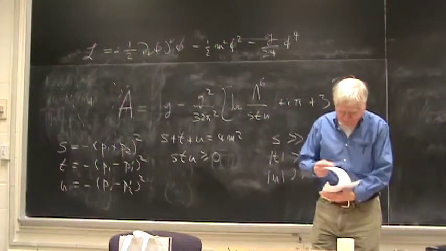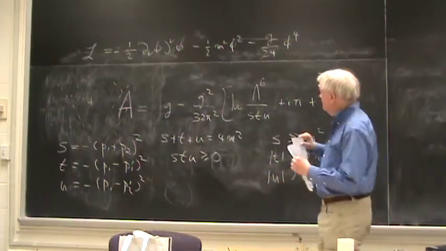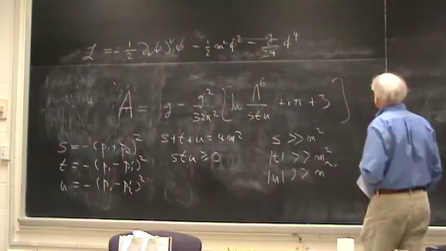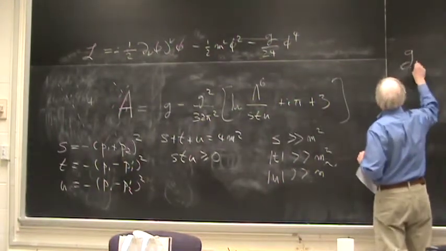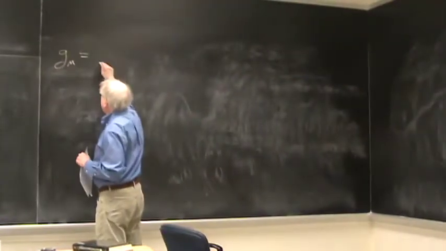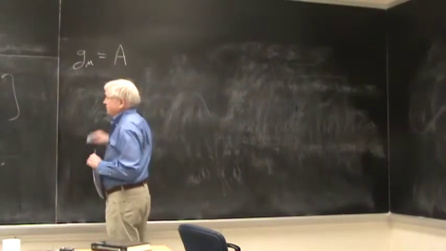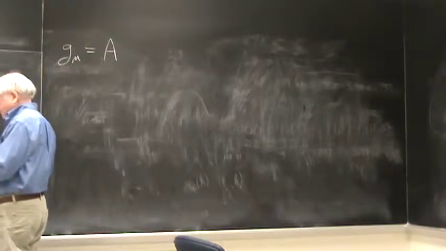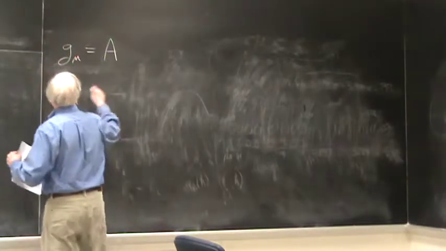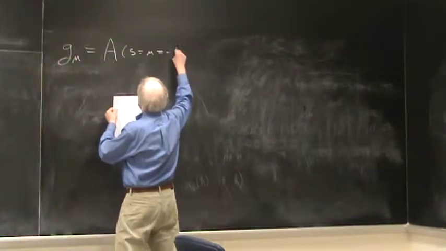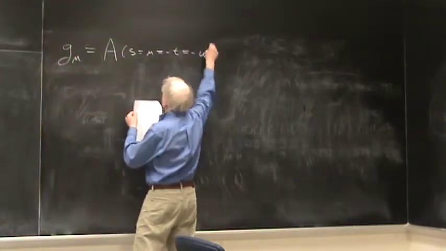Okay, so what we do is we simply define G mu as the amplitude at some scale where S equals mu, and T equals minus mu, U equals minus mu.